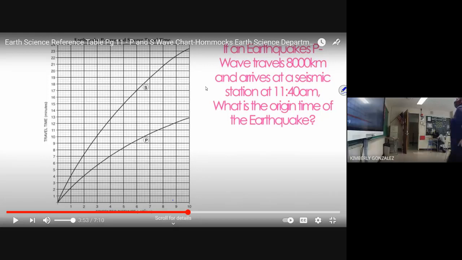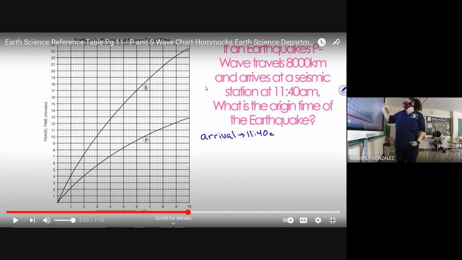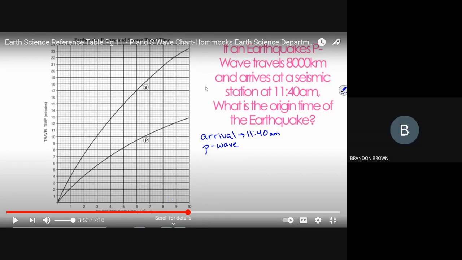Yes. Okay. So what is given? What's important about this? Blair, give me one thing. The arrival time, right? So we have arrival is 11:40 a.m. Good. What else is important? The fact that it's the P wave, right? So that tells us which curve we're going to be using. What else is important?